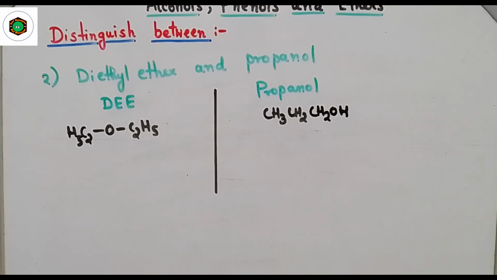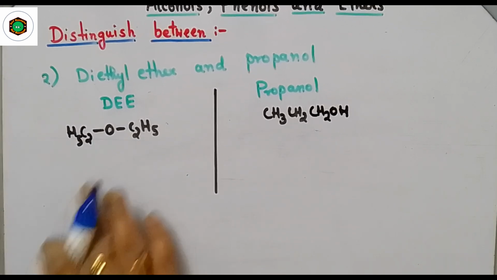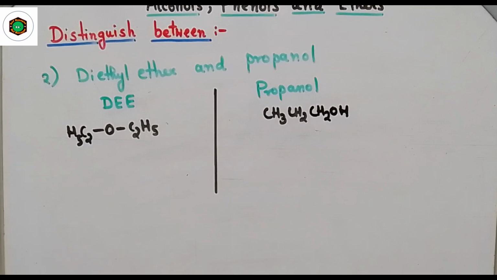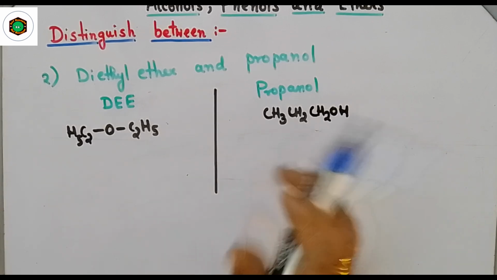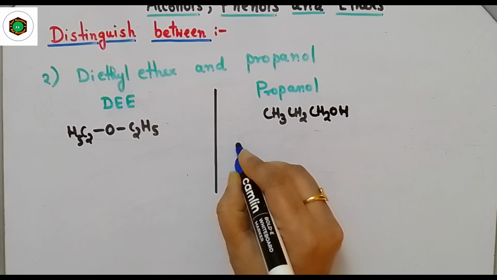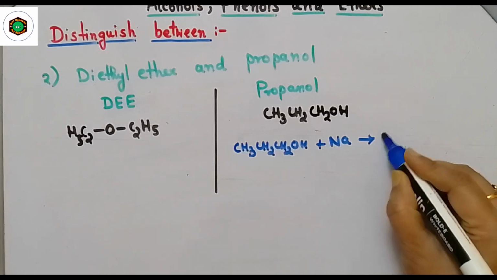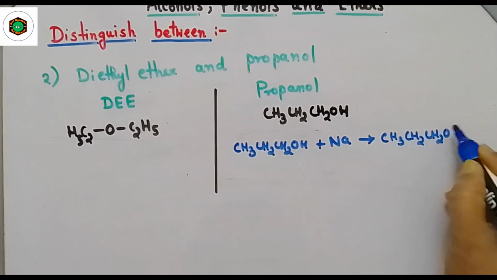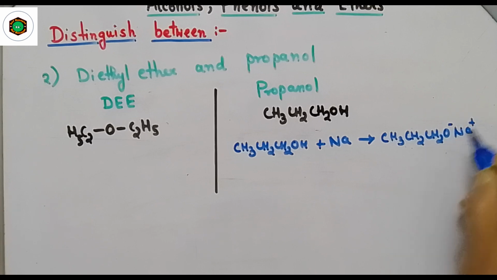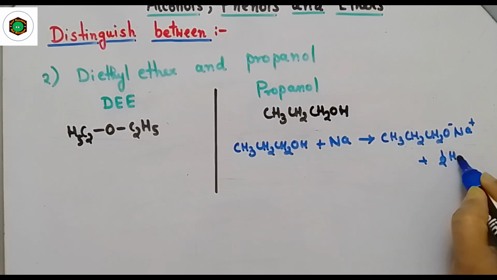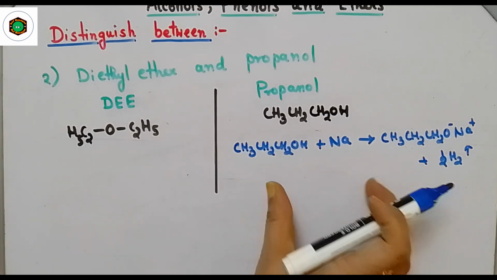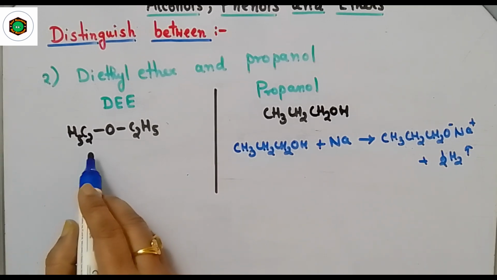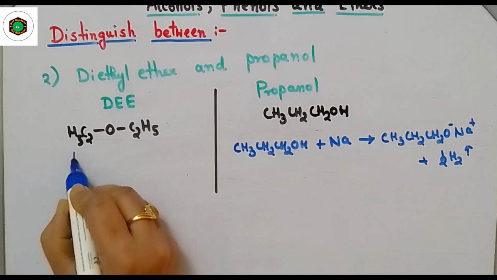Next is distinguish between diethyl ether and propanol. This is diethyl ether. Ether functional group is there. This is propanol. Alcoholic OH group is there. How to distinguish? Only propanol, when it is treated with metallic sodium, it evolves hydrogen gas and forms alkoxide, O minus Na plus, and hydrogen gas. But for the same reaction here, there is no evolution of hydrogen gas. So no reaction.